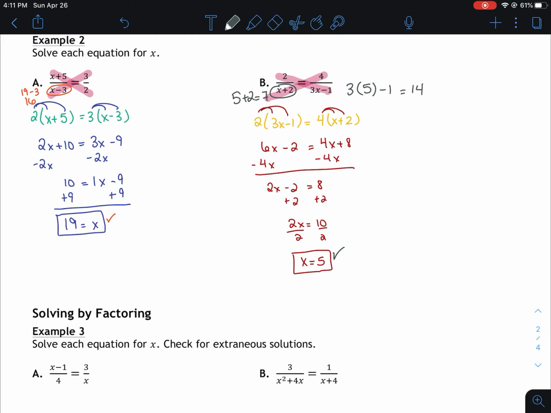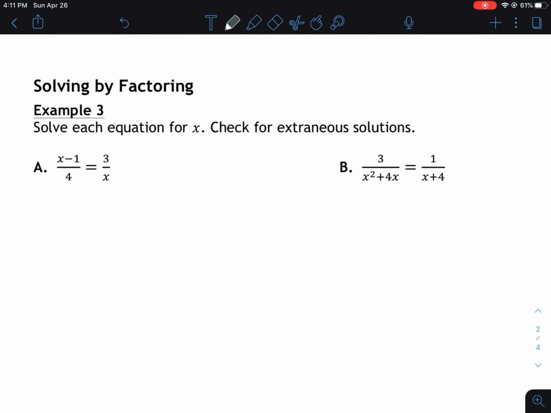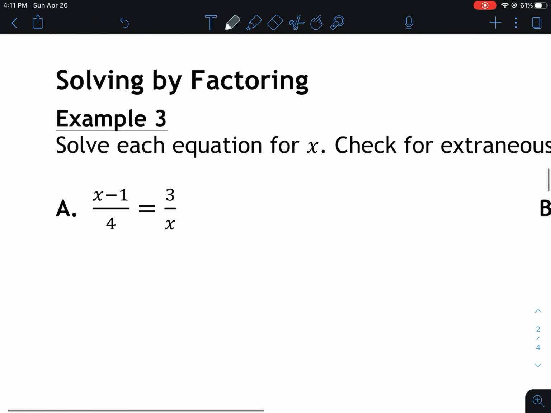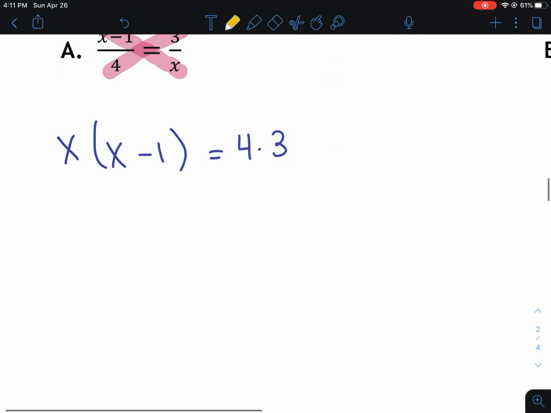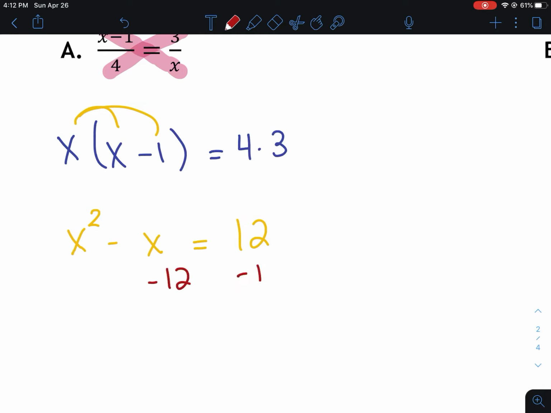Okay. All right, the last two answers, solving by factoring, just means that we're going to cross multiply, and after we cross multiply, we might have to factor. So when we cross multiply here, notice we end up getting x times x minus 1. Again, very important to have our parentheses, equals 4 times 3. So when I distribute, I get x squared minus x equals 12. Okay, I'm going to go ahead and subtract 12 on both sides.